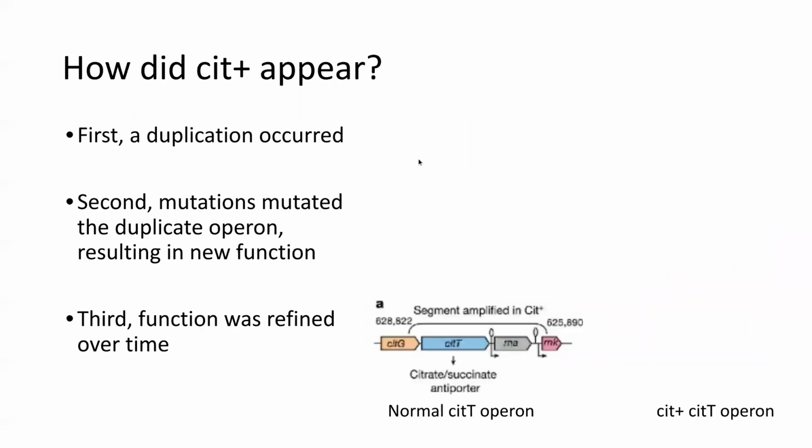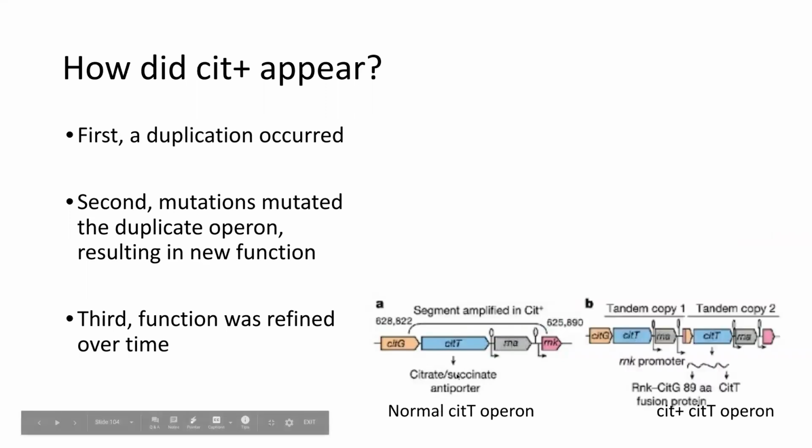Well, first the duplication had to occur. So the normal CIT operon looks like this. The CIT plus operon looks like this. So this is what it normally looks like: CIT G, CIT T, and then MA and R and K. What ends up happening, you have an exact duplication of the CIT operon. So you can see it's an exact duplication.